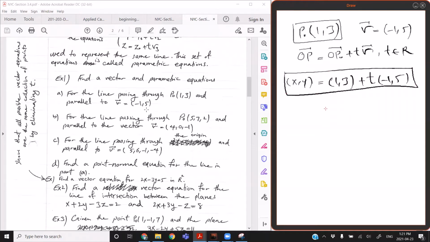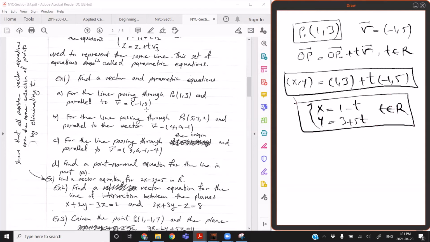If I want to represent that as a set of parametric equations, I get x equals 1 minus t, and y is 3 plus 5t, where t is a real number. This one is called the parametric equations for the same line. Is that clear?